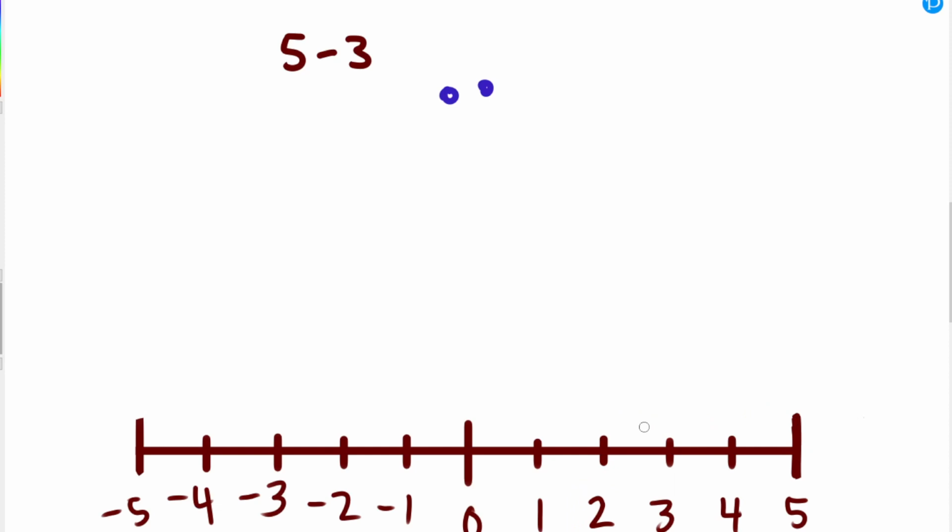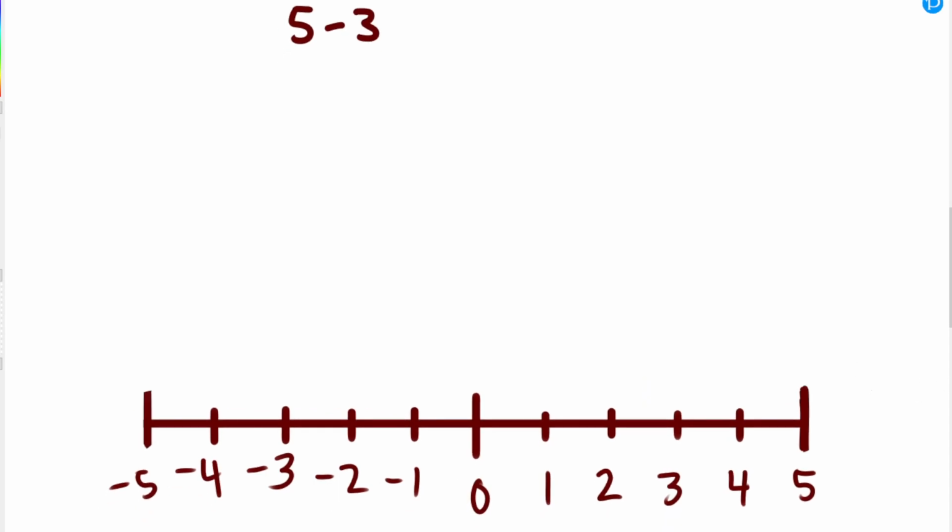So a few things to notice with that: when we have a negative sign, we are moving to the left. We are trying to go into the negatives, right? When we have a positive sign, we're moving to the right, on conventional number lines, at least.